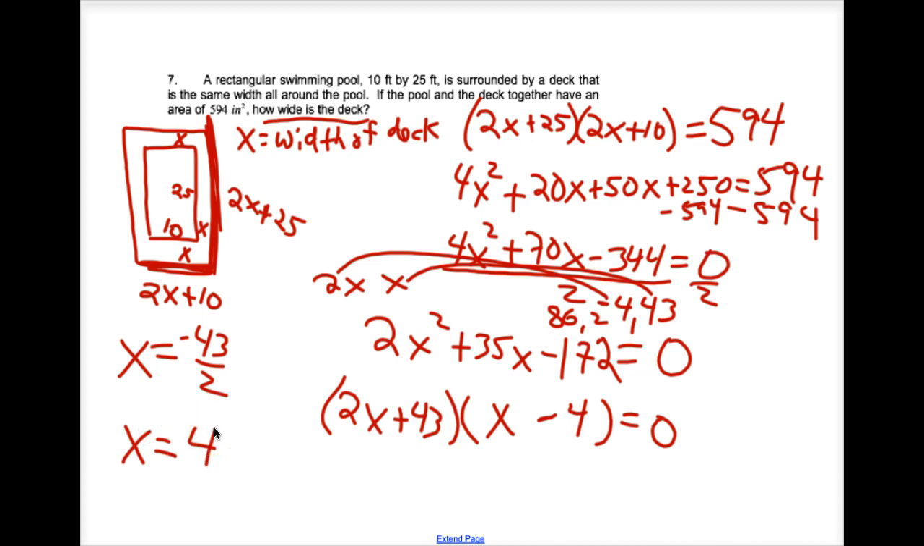What did x stand for at the beginning? I'm going to go with x equals 4 because it can't be negative. Why can't it be negative? Negative width of a deck. Yeah, the width of a deck can never be negative. The answer is only x equals 4. Or you could just get a tape measure and measure the width of the deck, but I'd rather use algebra to get that.